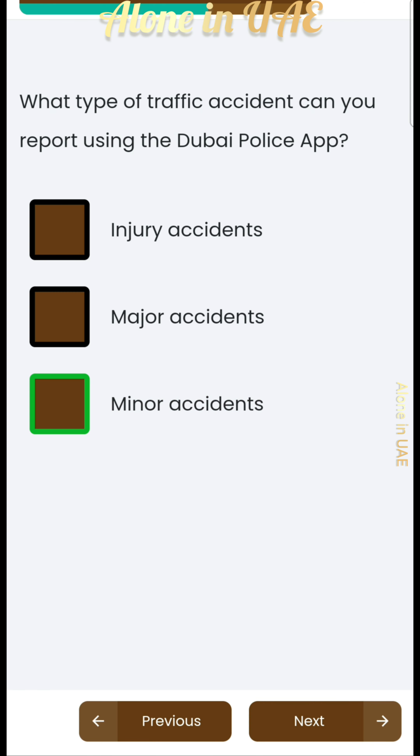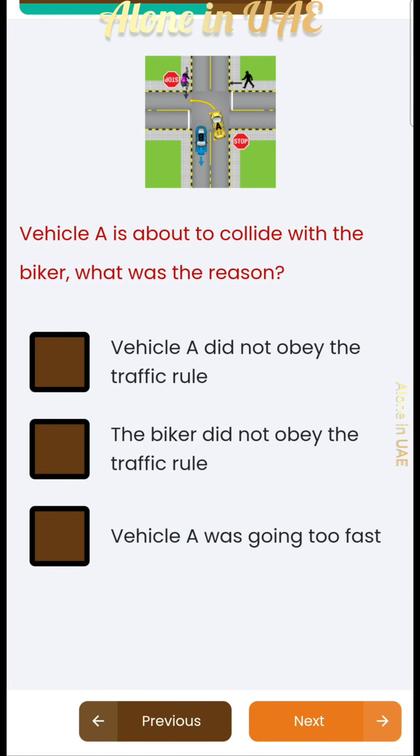What type of traffic accident can you report using the Dubai Police app? Minor accidents. Vehicle A is about to collide with the biker. What was the reason? Vehicle A did not obey the traffic rule.